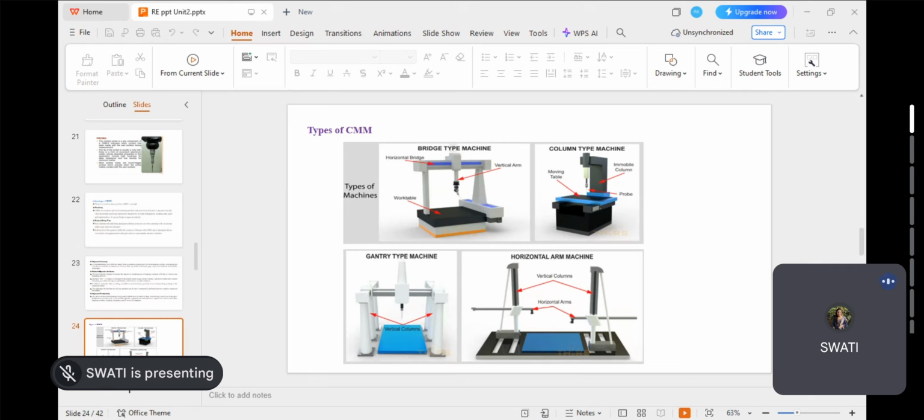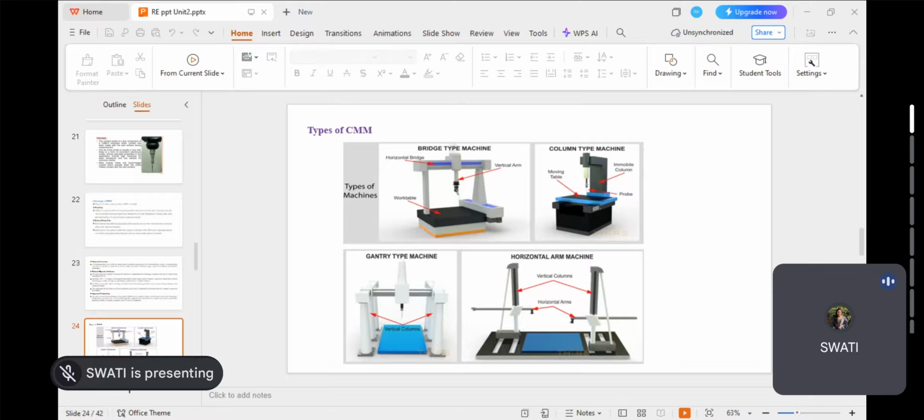Now the second one is the cantilever type. You can see from the diagram the probe alignment, meaning how we can place the probe, that is about the cantilever type. I hope you have heard about the cantilever beam. One end is fixed and one end is in a hanging position. Similarly, you can see the probe over here. This is how the probe is attached with the system in the cantilever type position. That is why it is called the cantilever type coordinate measuring machine. You can see XYZ directions are over here.